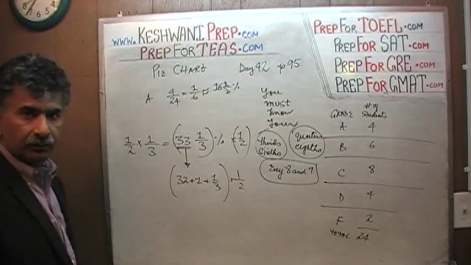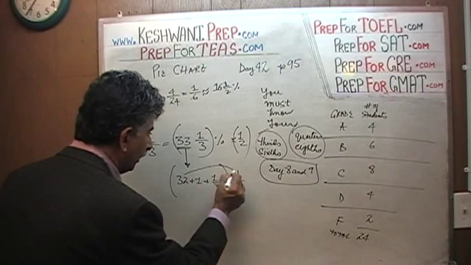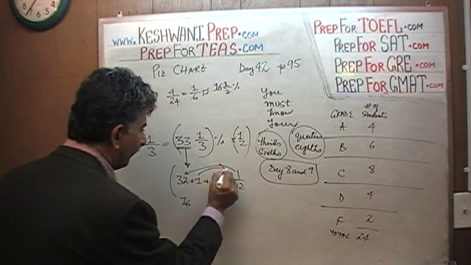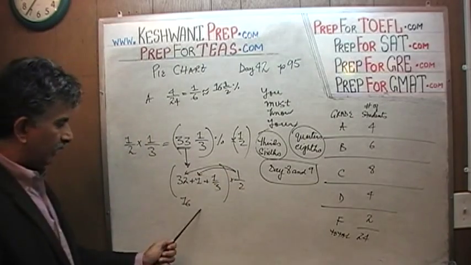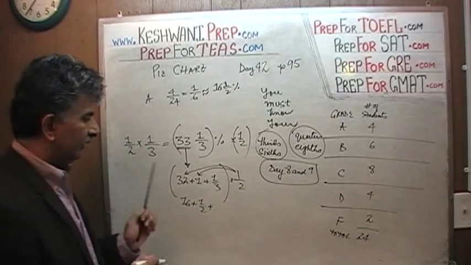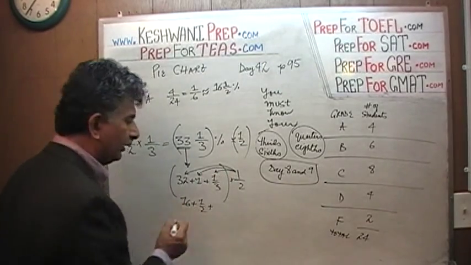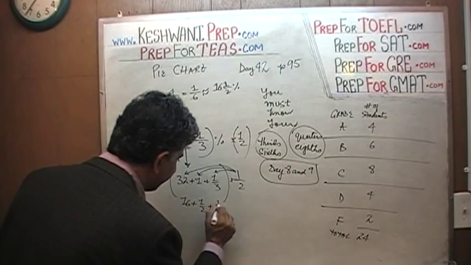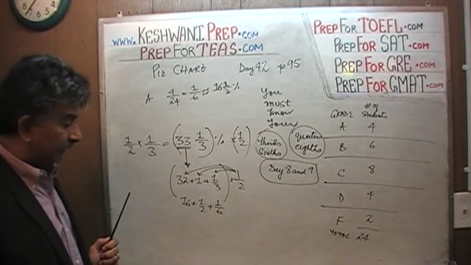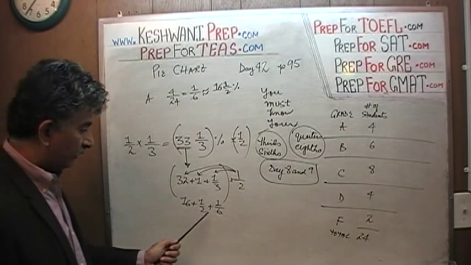What is half of 32? Half of 32 is 16. And then what is half of 1? Half of 1 is just a half. And what is half of 1/3? Half of 1/3 is 1/6. This is getting very technical, very nitty-gritty, but that's what it is. Keep listening. So now we have to add these two figures.